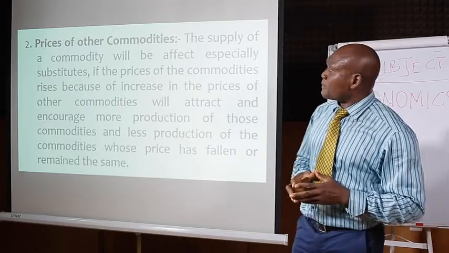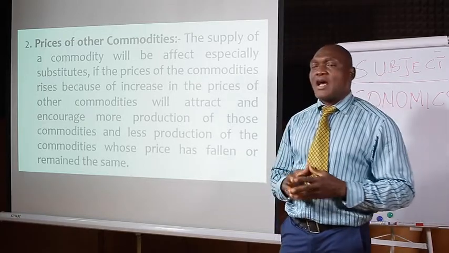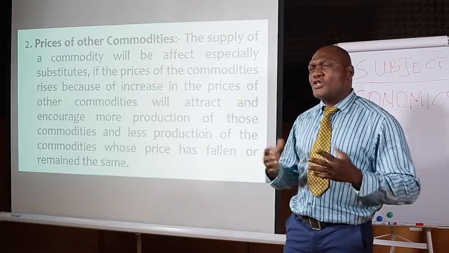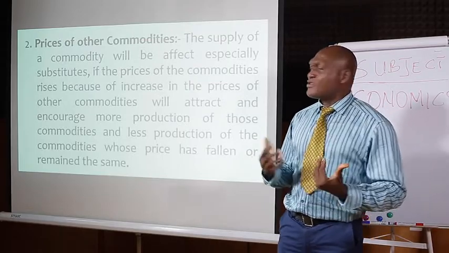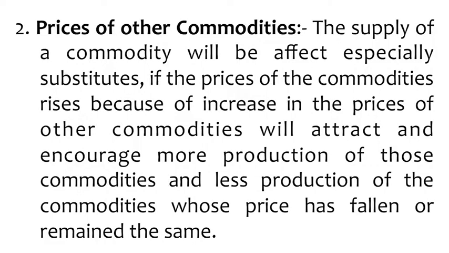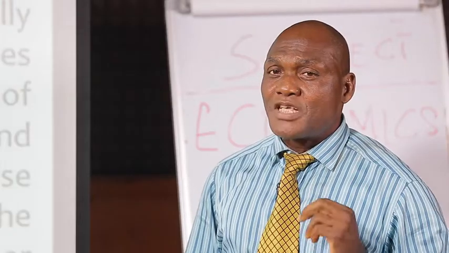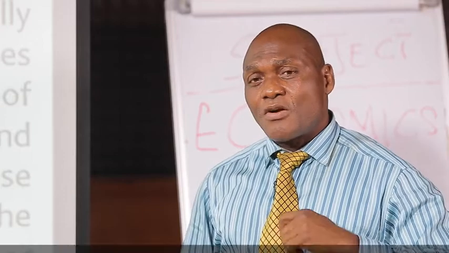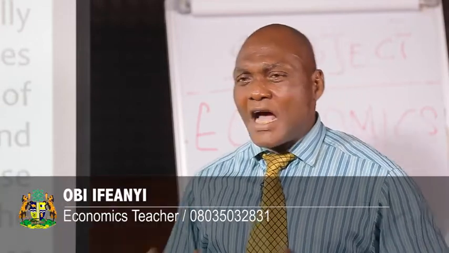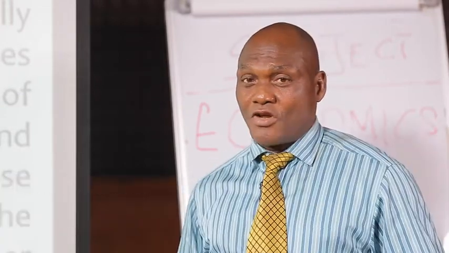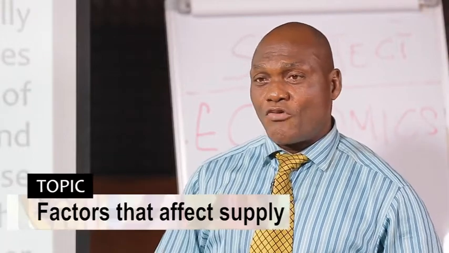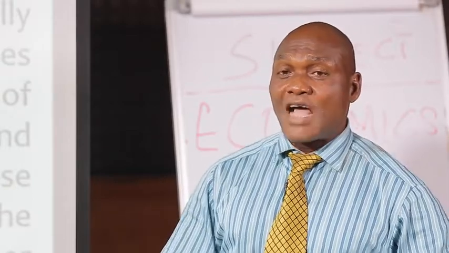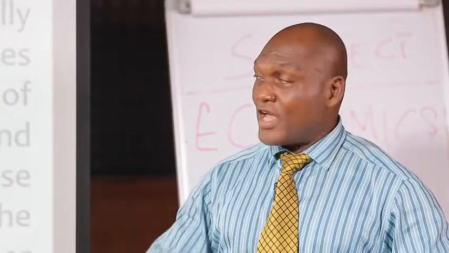Number two, we have price of other commodities. How does the price of other commodities affect supply? You say that the supply of a commodity will be affected, especially substitutes. Remember what we said about substitutes. What are substitutes? Substitutes are goods that you can use instead of another. For example, Bonvita and Ovaltine. You can use Bonvita to take your tea. You can still use Ovaltine to take your tea. You can still use Milo to take your tea. So substitutes are goods that you can use instead of another.